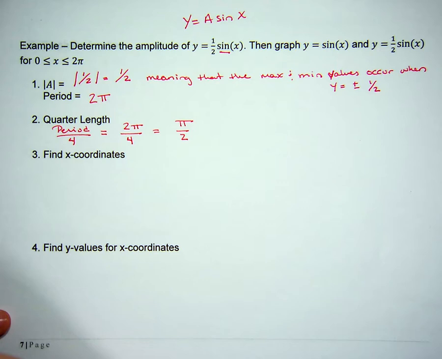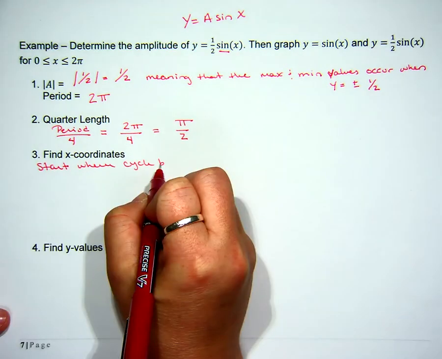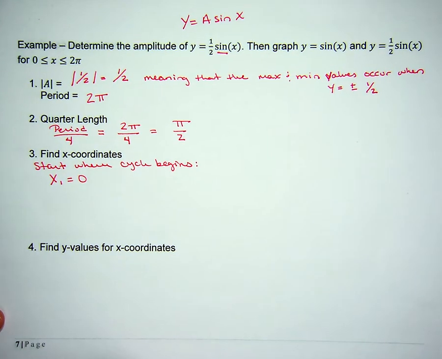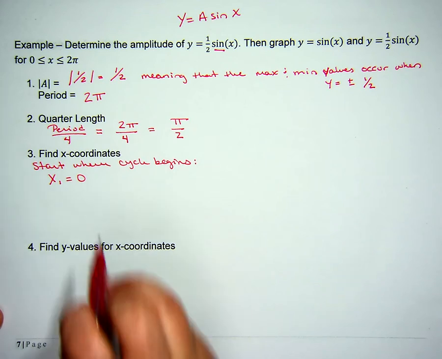Find the x-coordinates. Start where the cycle begins. We're going to start with x1 being 0 for right now. We'll talk about how that might change in a moment. That means that x2 is x1 plus your quarter length. That means that this is 0 plus pi over 2, or just pi over 2.